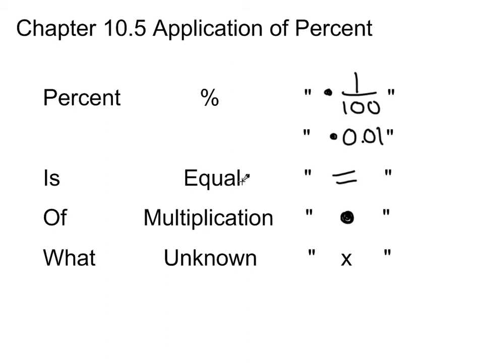Hello again. We're going to do chapter 10.5, applications of percents. And there's 4 things we need to know. The first thing is percent, which is a little bit of old news to us. We have the symbol percent, and it means 2 things: times 1 over 100, or times 100th. As long as we keep this in our mind, we'll be pretty safe.